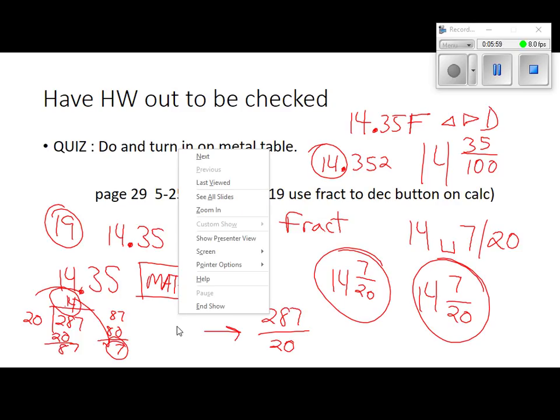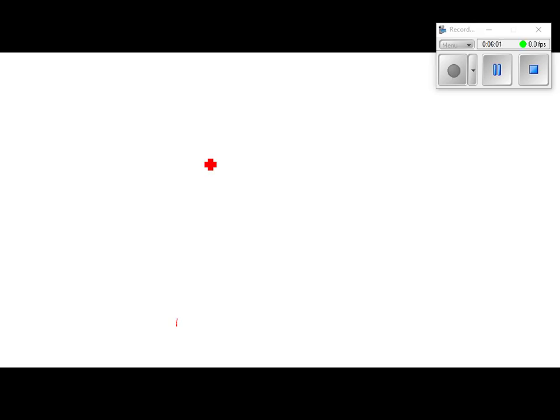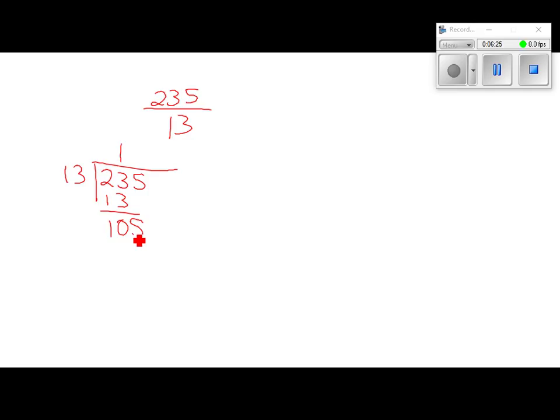Let me go on to the next slide. If I gave you an improper fraction, 235 over 13, just so I know it doesn't go in there evenly, you divide it out longhand. 13 will go into 23 once, put a 1 up there. 13 will go into 105 about 7 times. That'd be 21.